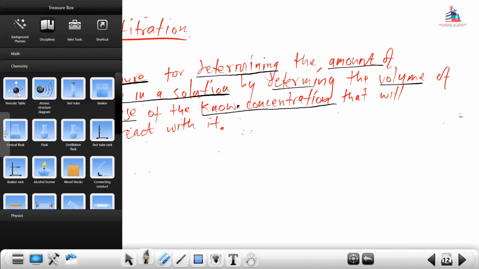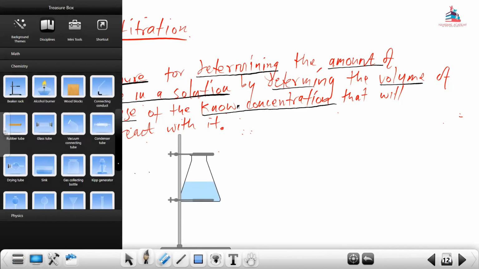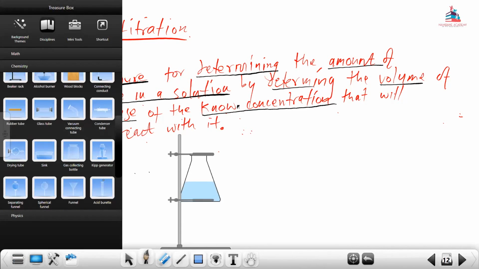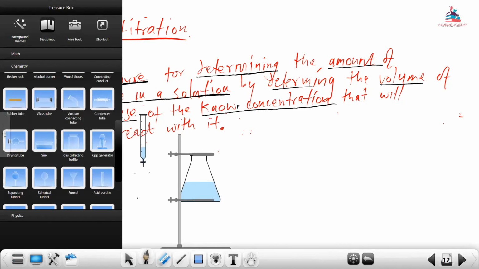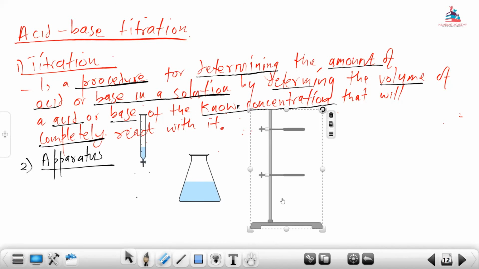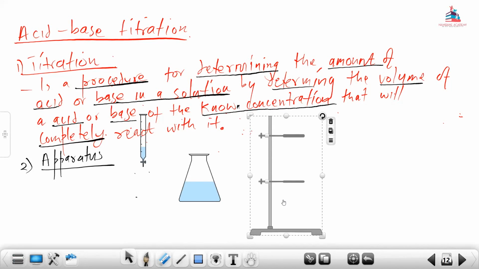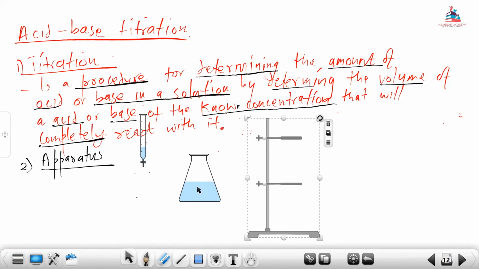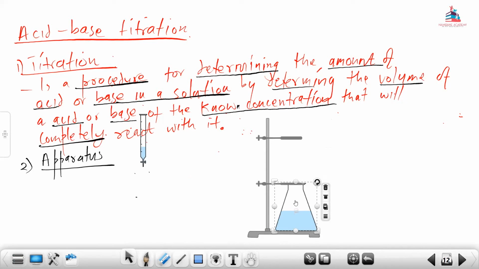Let's add this one, and this one. Now let's try just to arrange them accordingly. We'll make this one, put it somewhere here. Take this one, put it somewhere here.